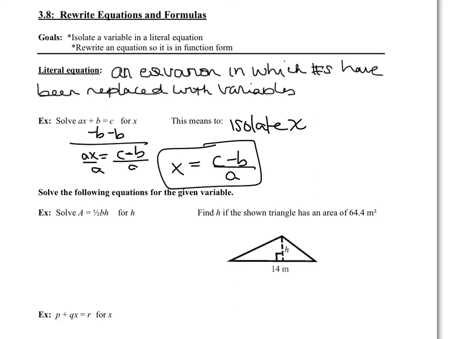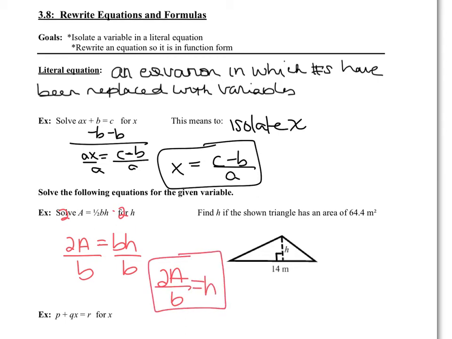So for this example right here, I'm being asked to solve for h. So h is being bothered by b and 1/2. I really don't like that fraction, so I'm going to get rid of the fraction first. To do that, I'm going to multiply by the reciprocal. So I end up with 2a equals bh. And then I still need to isolate h by dividing both sides by b. So 2a over b equals h. So now I've isolated h.